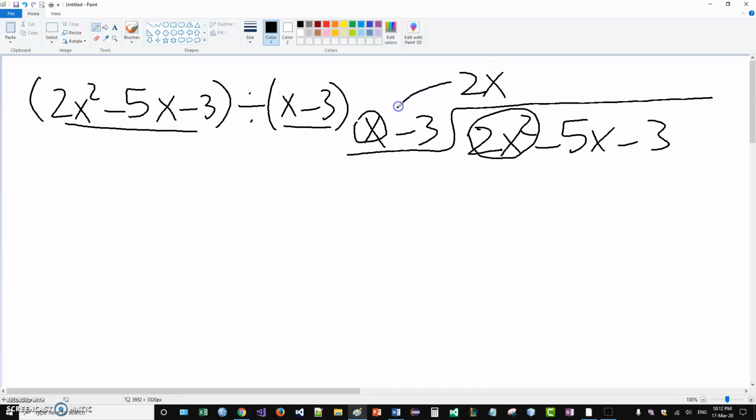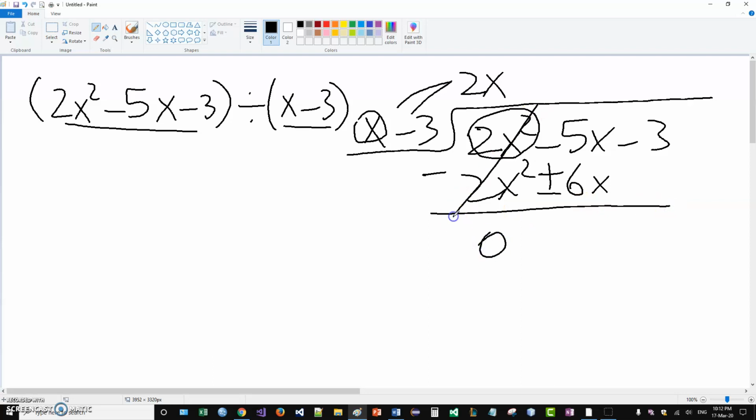Then you multiply this by both. 2x times x is 2x squared. 2x times minus 3 is minus 6x. And then you reverse both signs. So this is plus, it becomes negative. This is minus, it becomes positive. And then you add. 2x squared minus 2x squared is 0. These always cancel out. And then minus 5x plus 6x, that's x.